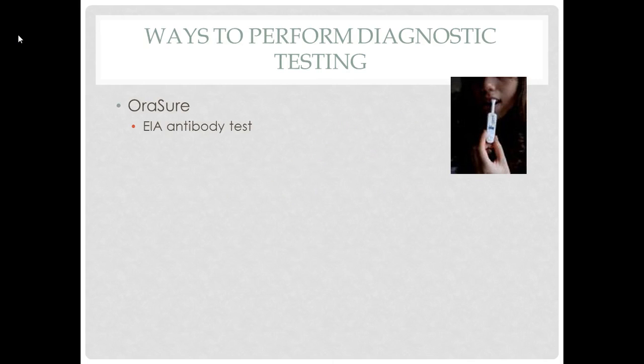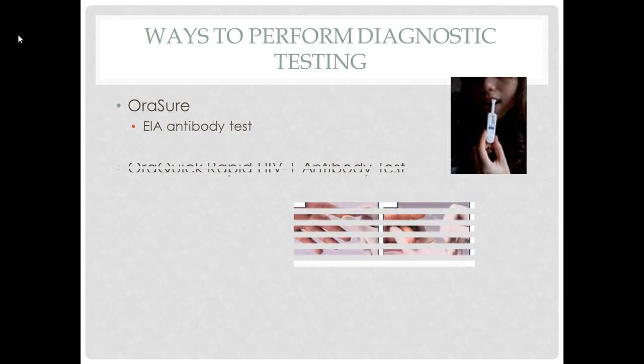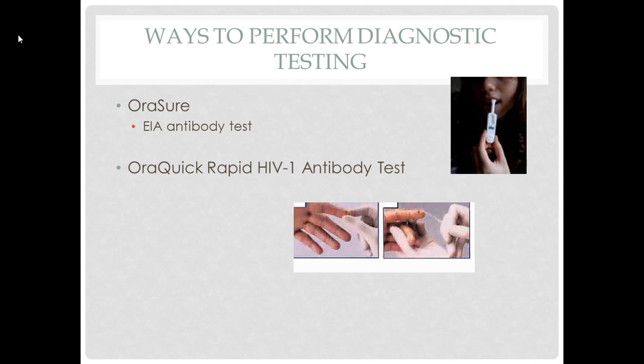So, ways to perform the diagnostic testing. We have an OraSure, which kind of looks like a pregnancy test that you roll in the inside of your mouth, and that picks up DNA that can identify if they're HIV positive. Or you can have an OraQuick Rapid HIV Antibody Test, which is like a capillary stick or a blood sugar stick, and those results come back instantly. Instantly is like a 15 to 30 minute window, but patients know very quickly if they have the HIV virus within their system.